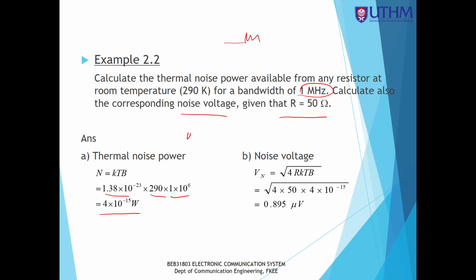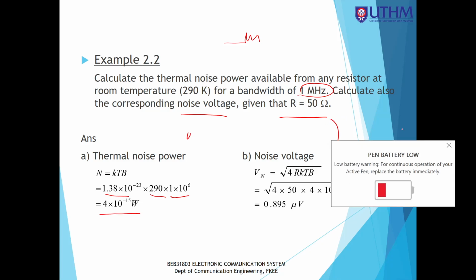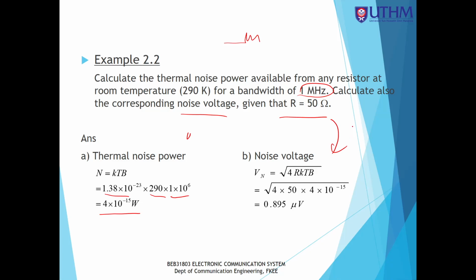And then how much is the noise voltage across the given R? The value of the resistor is given as 50 ohm. The noise voltage is equal to the square root of 4RKTB. So 4 times resistance 50 ohm times KTB. KTB we already got from here, which is 4 times 10 to the power of minus 15. So you get the value 0.893 microvolt. Very straightforward.